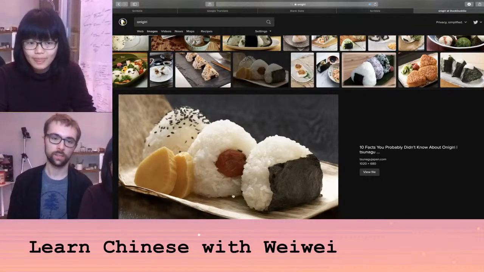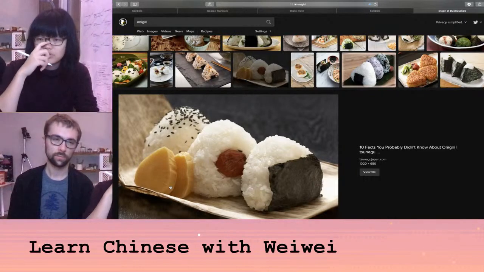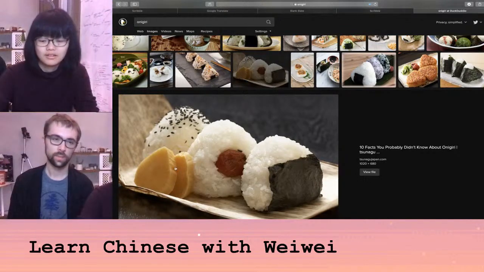That pickled whatever thing. This left one or this one? Well, both, but the one on the left. Mm. It's not ginger, it's some sort of melon. Yeah, it's so good.